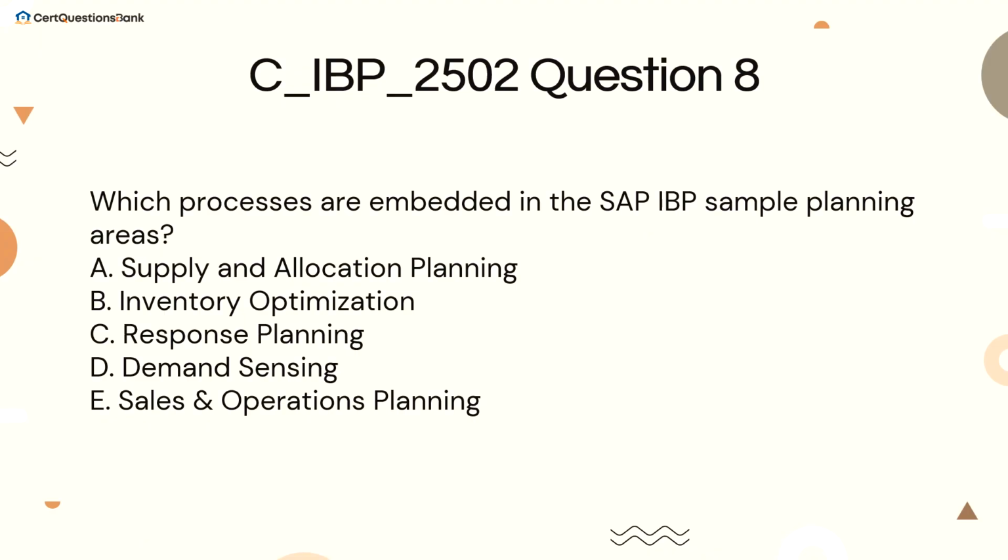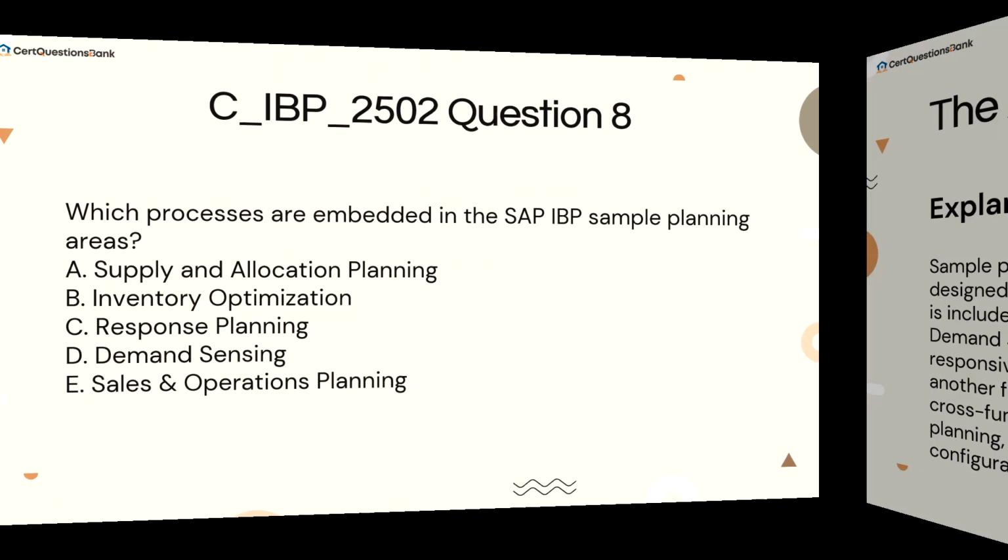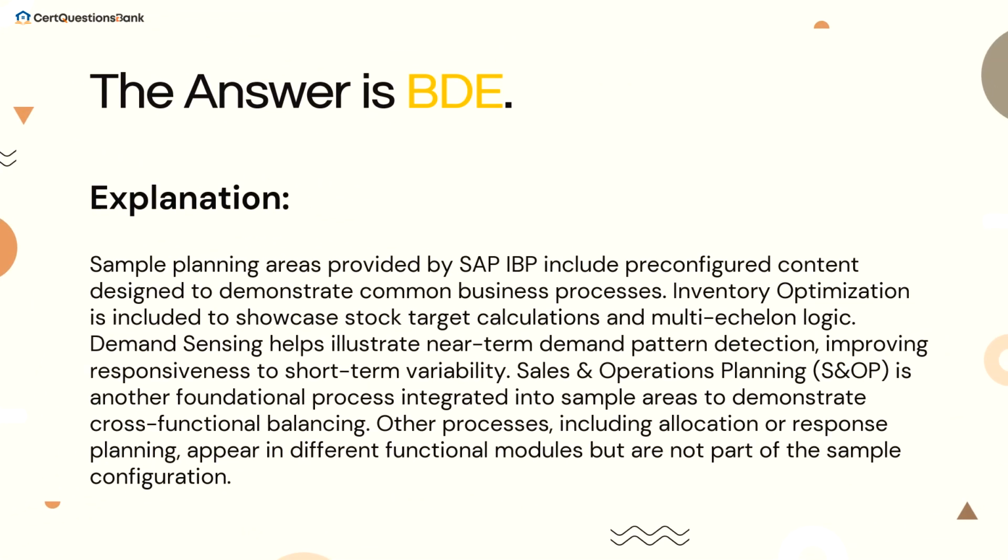Which processes are embedded in the SAP IBP sample planning areas? A. Supply and allocation planning. B. Inventory optimization. C. Response planning. D. Demand sensing. E. Sales and operations planning. The answer is B, D.